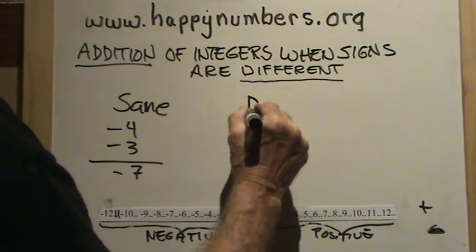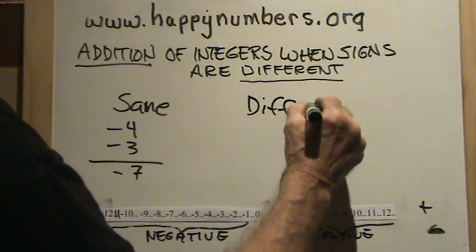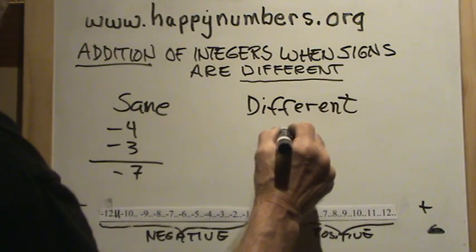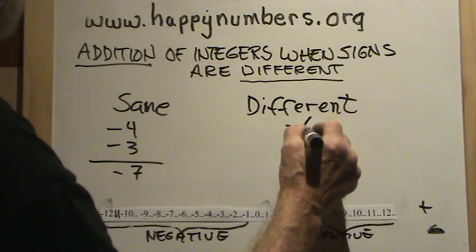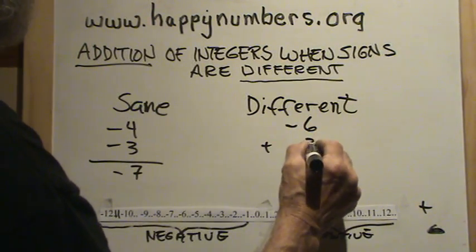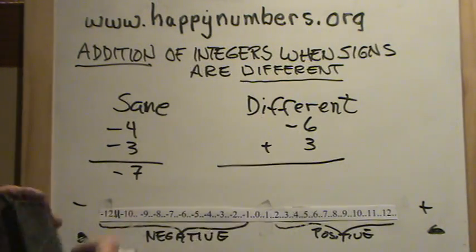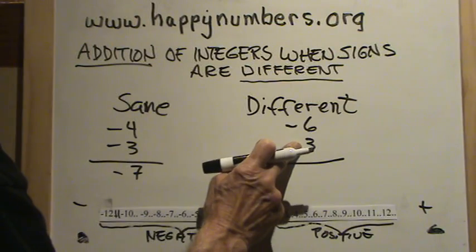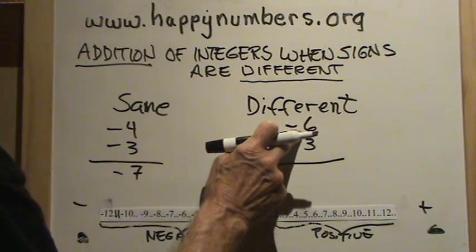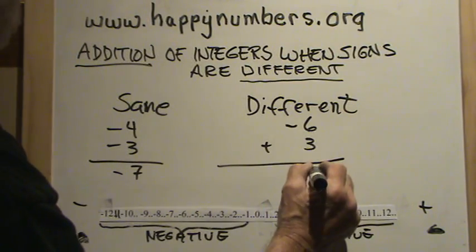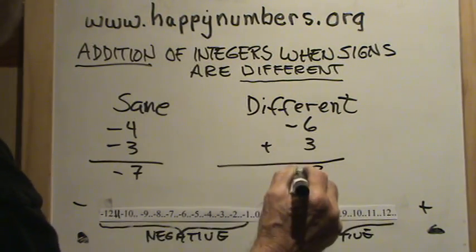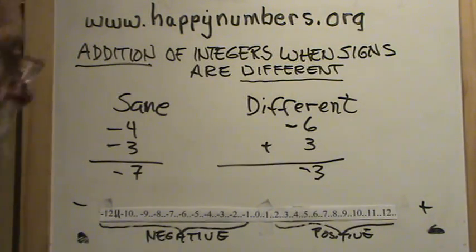If the signs are different, let's say -6 plus 3, we ignore the signs, we take the smaller number 3 away from the larger number 6. That would give us 3, and we use the sign of the larger number. So those are the 2 rules for addition of signed numbers.